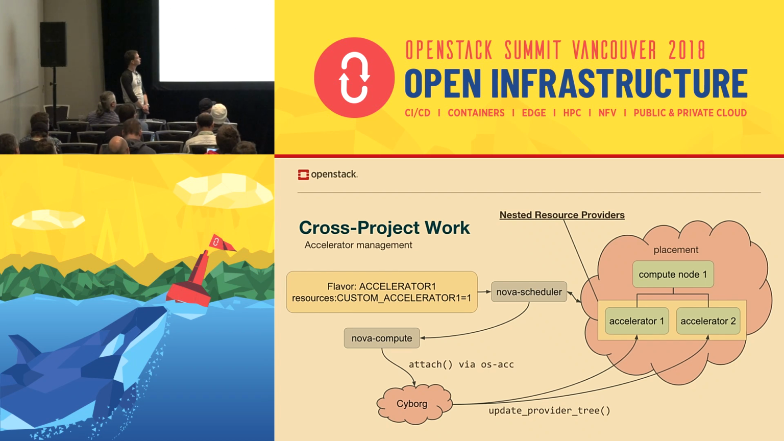And then Cyborg will call this update provider tree API of placement. And that's how it will tell placement about the accelerators and put them under the correct compute nodes. And then Nova Scheduler will call placement, get the possible compute nodes. One is selected, it goes to Nova Compute, and then Nova Compute will do the attach via, I'm thinking, it's going to be an OS accelerator library similar to os-brick and os-vif. So that's kind of the type of thing. And the Neutron bandwidth aware scheduling will be similar.